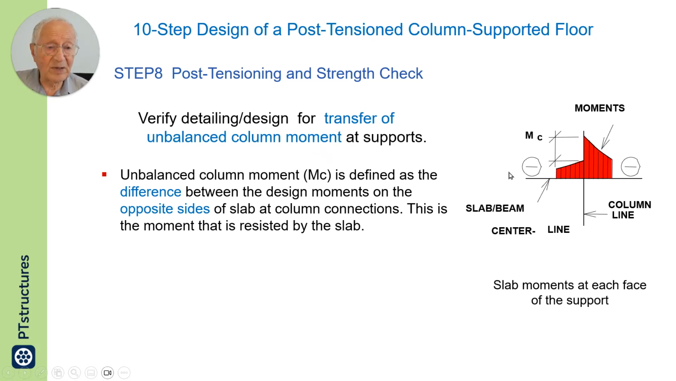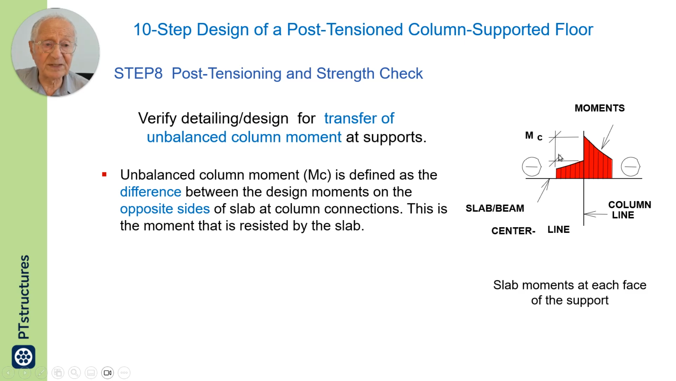And that unbalanced moment I have tried to show here. This is the column, moment in the slab on one side, moment in the slab on the other side. The difference between the moment in the slab at the face of the column is the unbalanced moment. The reinforcement that is associated with this has to be placed within a narrow band.